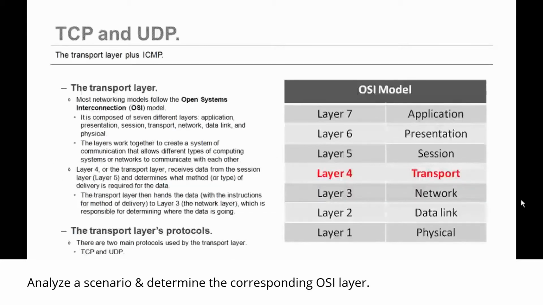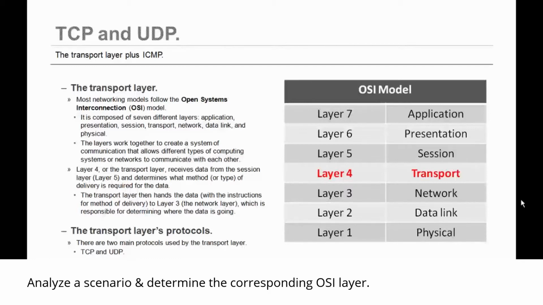Before I can talk about TCP and UDP, we need to talk about the transport layer. Most networking models follow the Open Systems Interconnection Reference Model, or the OSI model. It is composed of 7 different layers, which include the application, presentation, session, transport, network, data link, and physical layers. The layers work together to create a system of communication that allows for different types of computing systems or networks to communicate with each other.